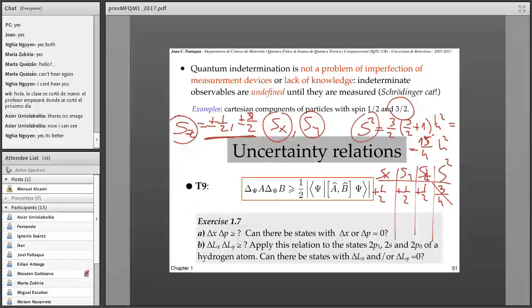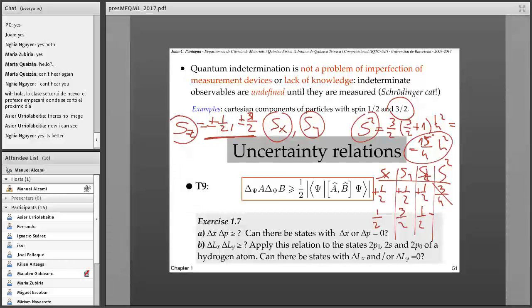If we measure S squared, we always obtain this value, because for this type of particle it is the only value. This is an intrinsic value that is a property as intrinsic as the mass or the charge of the particle. We could also have, for instance, 1/2 here, 3/2, and say 1/2.